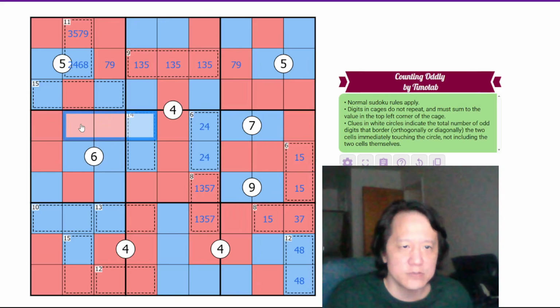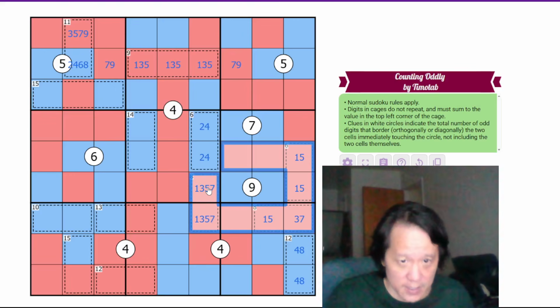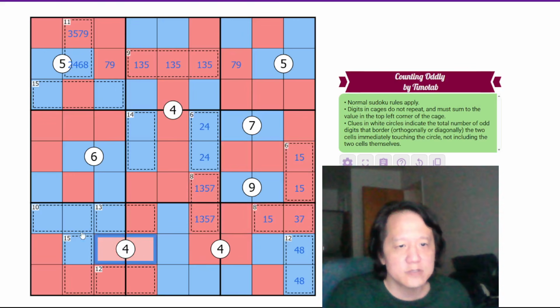Surrounding these two, we have 1, 2, 3, 4, 5, 6, 7. Surrounding these two, 1, 2, 3, 4, 5, 6. Surrounding these two, we have 1, 2, 3, 4, 5, 6, 7, 8, 9. Surrounding these two, we have 1, 2, 3, 4. Surrounding these two, we have 1, 2, 3, and 4. Okay.